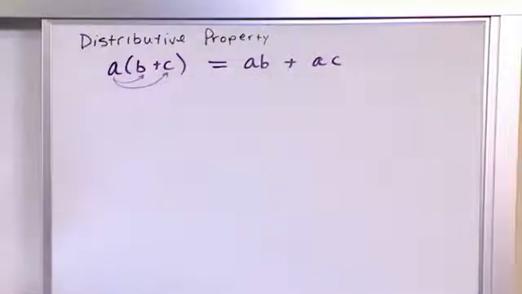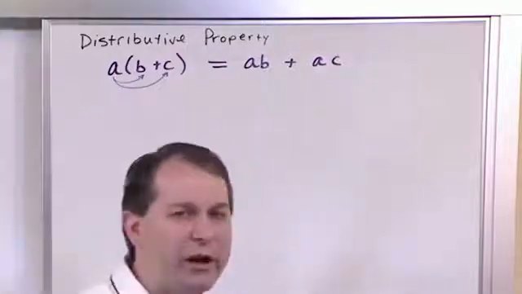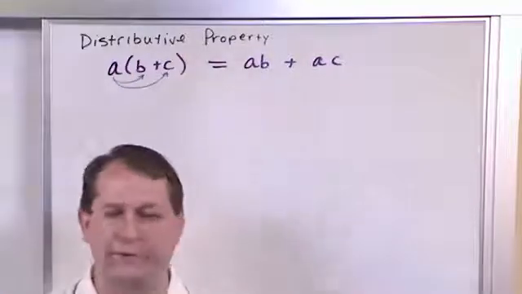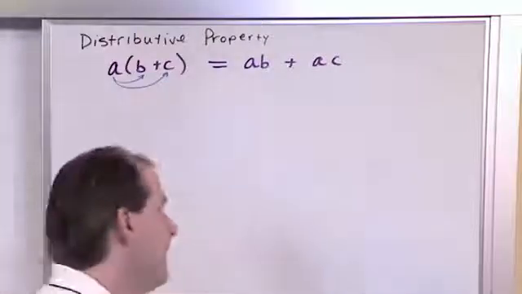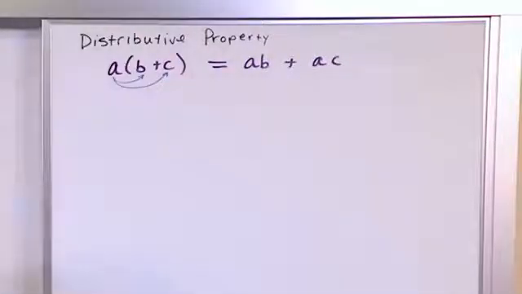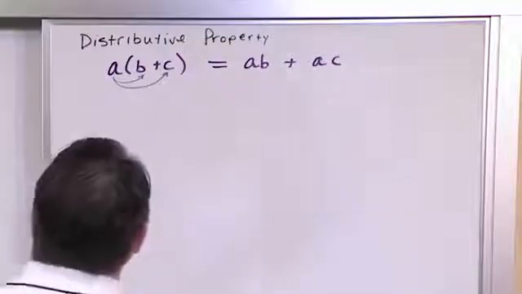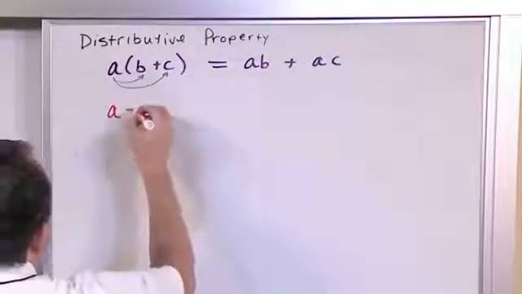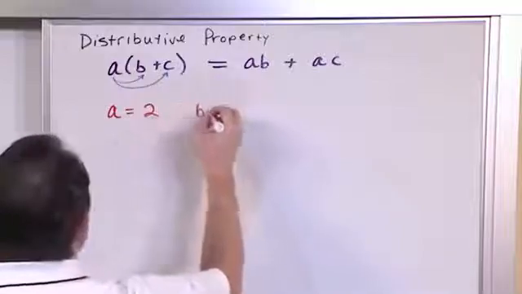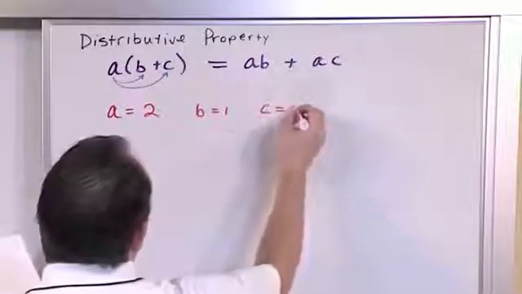So let me show you this distributive property. It holds for anything, for variables, for numbers, for fractions. I mean, it's always true. That's why it's so important. And so let's give a quick example and try to show you that. Let's pick a different one. Let's say A is equal to 2, B is equal to 1, and C is equal to 3.